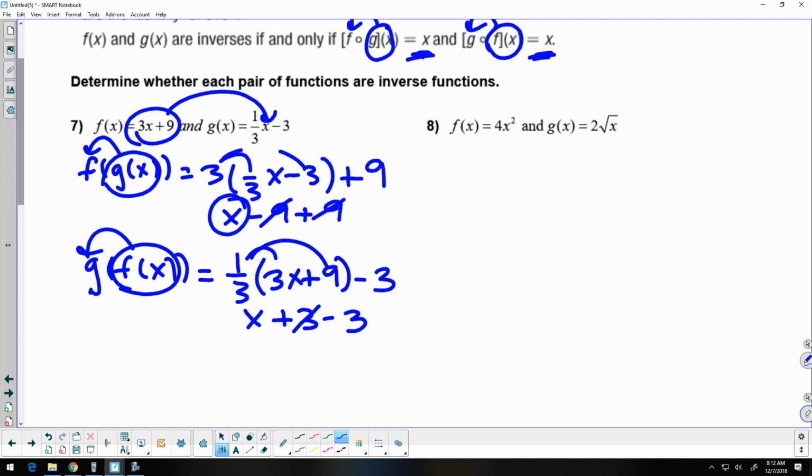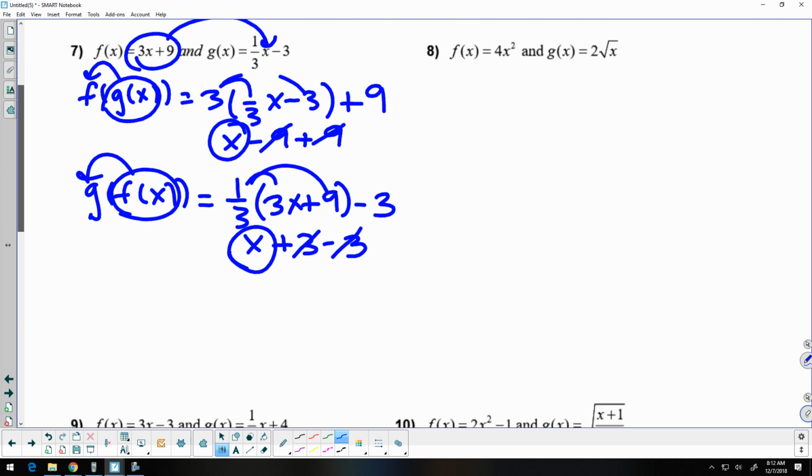And once again, these just cancel, we get a positive 1x. So we can officially say with confidence, since for both of them we're left with the identity, that yes, these two are inverse functions. Okay? So now same thing for the next one.